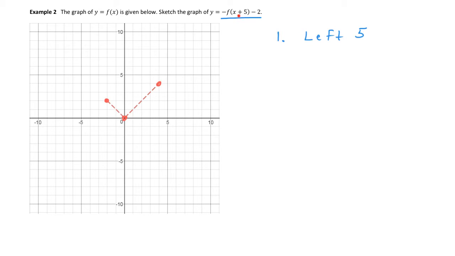Okay, next will be multiplication by this negative. Okay, that's a negative 1 to the y values. That's going to reflect all of the y values over the x-axis.